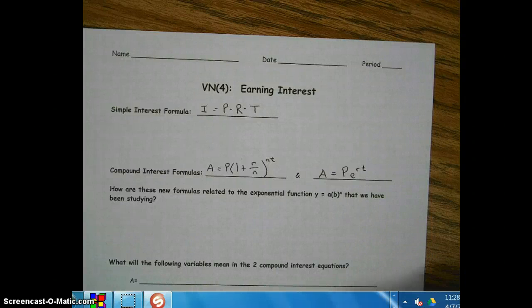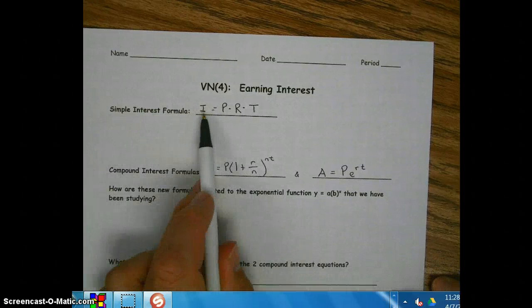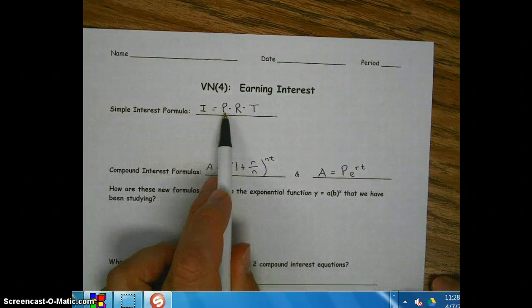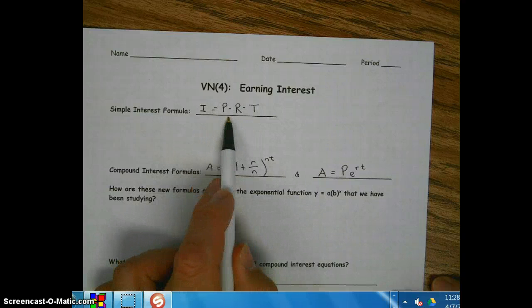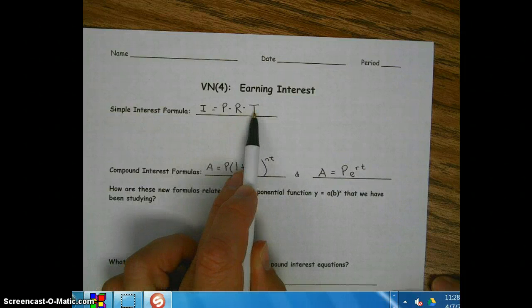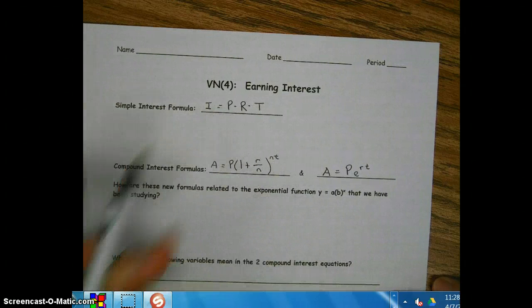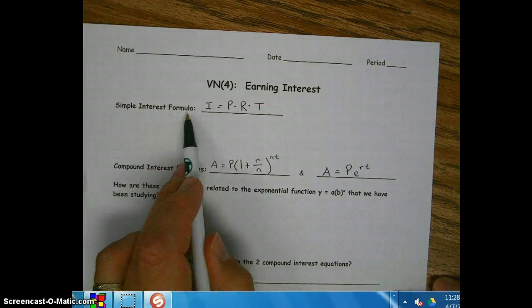Okay, earning interest. Some formulas to start us off. We have interest is equal to the principal, which is the amount of money that you start off with, times the rate, which we always put in as a decimal, times the time, in this case years. Okay, that's how you calculate the interest. That's a simple interest formula.